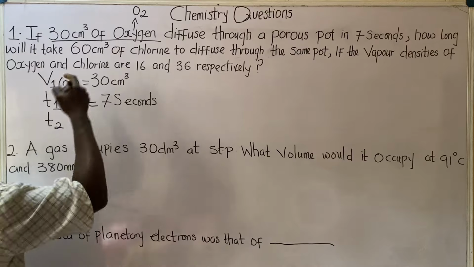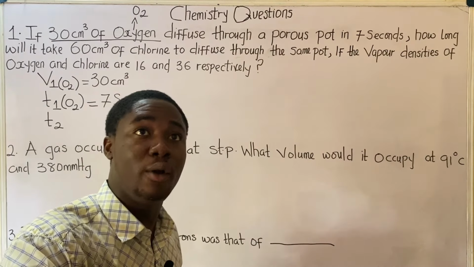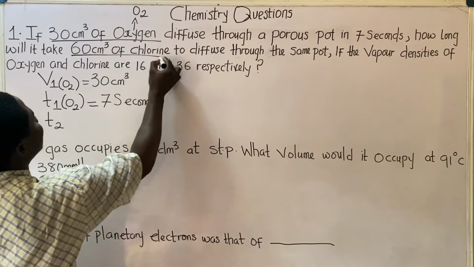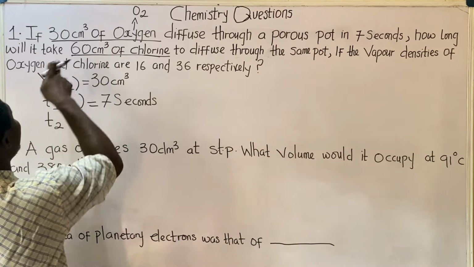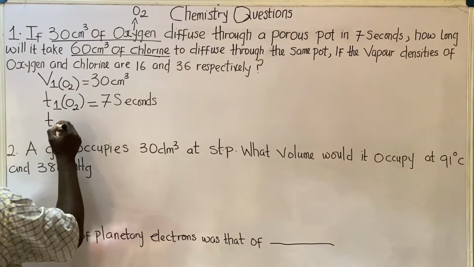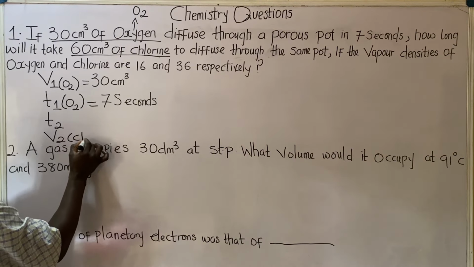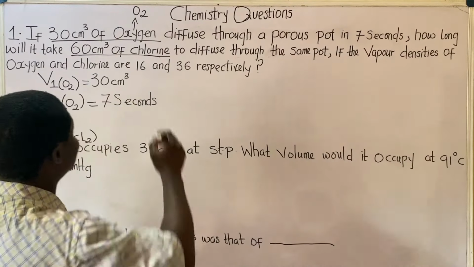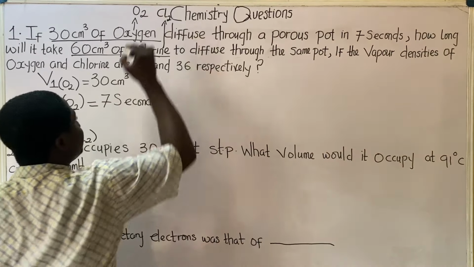That means, will it take 60 cm³ of chlorine? That means that was the second volume I saw. And that is the volume of what? Oxygen. Sorry, that's the volume of what? Chlorine gas. Because I said, how long will it take 60 cm³ of chlorine? Do you understand? So that will be V2. And it is for which gas? Chlorine gas. Remember, chlorine exists as Cl2. Hope you get this, it exists as Cl2. Please note this is very, very important.